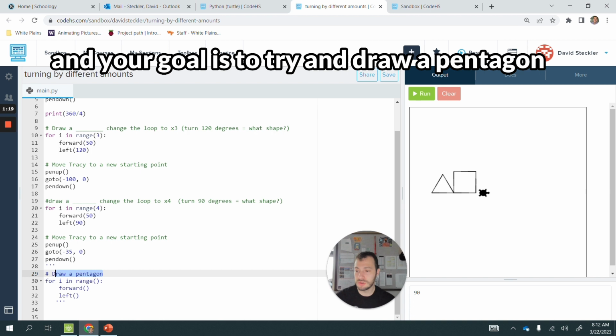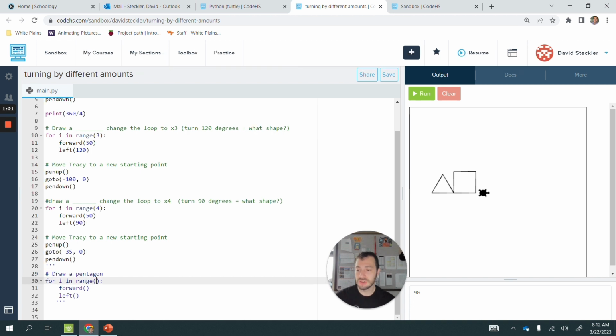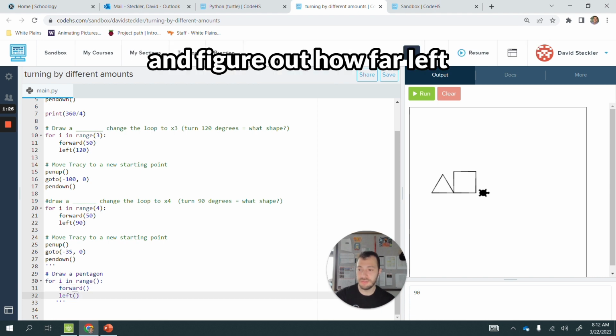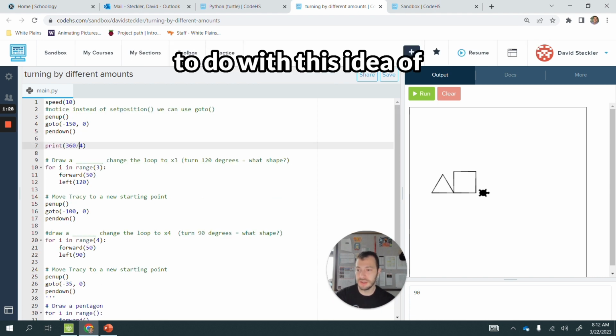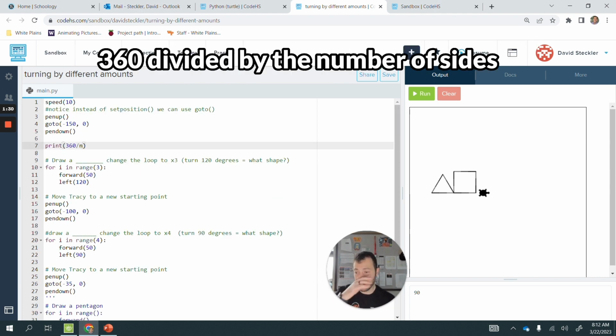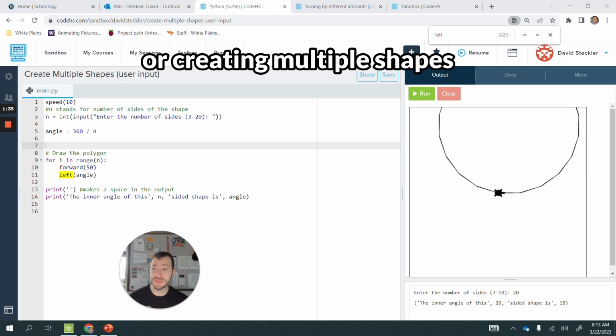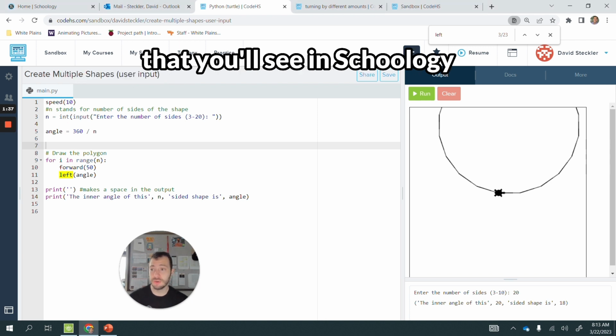And your goal is to try and draw a pentagon. Try to figure out the number of repeats. You can do forward to any amount that you want and figure out how far left to do with this idea of 360 divided by the number of sides. Then, when you're done, move on to the sandbox or creating multiple shapes that you'll see in Schoology.